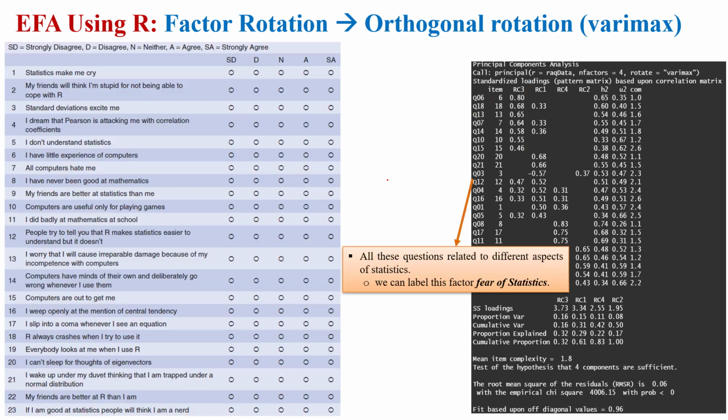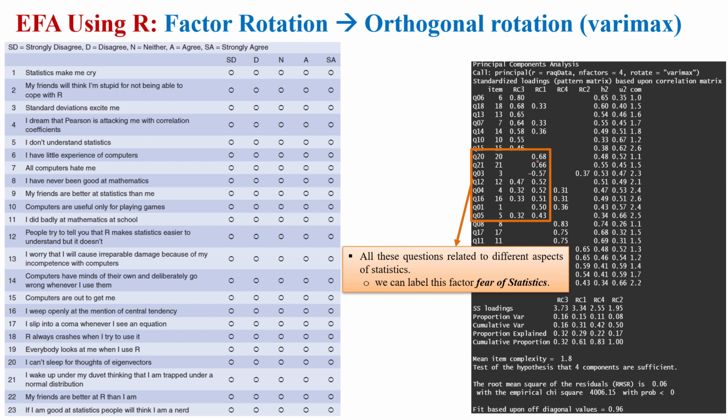Now the second factor, this one. These have the higher factor loadings: 0.68, 0.66, and this one is minus 0.57. Why do we have the negative factor loading? This is due to an inverse question. The positive loadings mean we have the direct question, and this one is the inverse question.